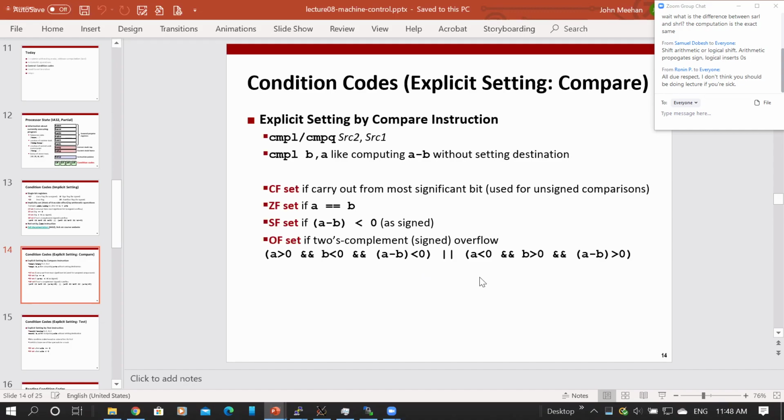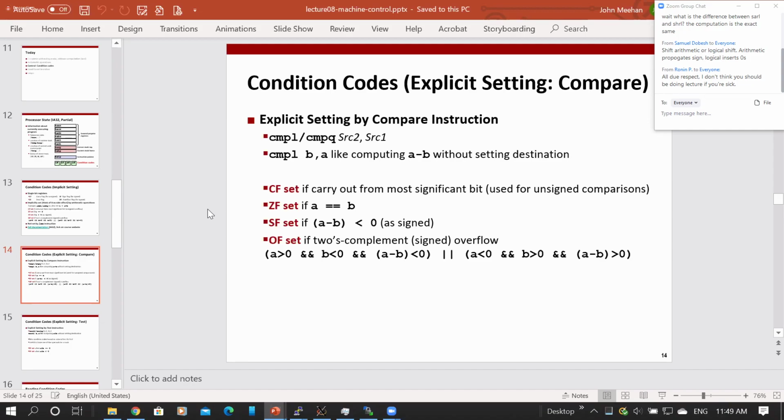Or it was the case that A came in negative, B came in positive, and the result of the subtraction was positive. So that's the condition that would have set the overflow flag, which is trying to say if you think of these two operands as signed quantities, doing this operation would have created overflow.